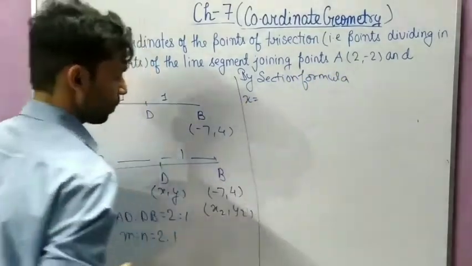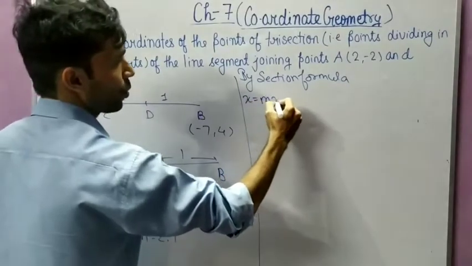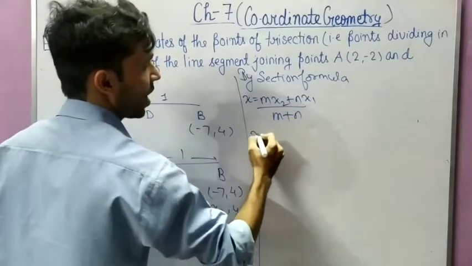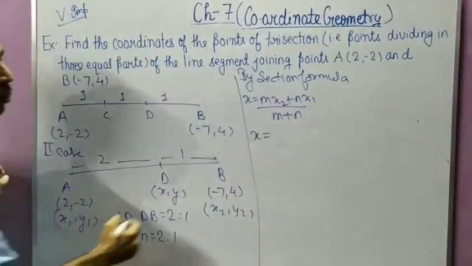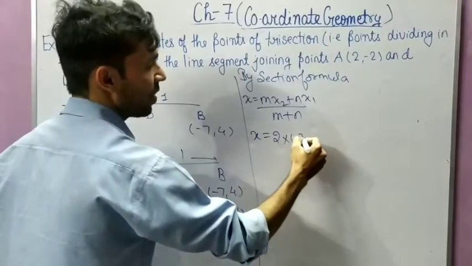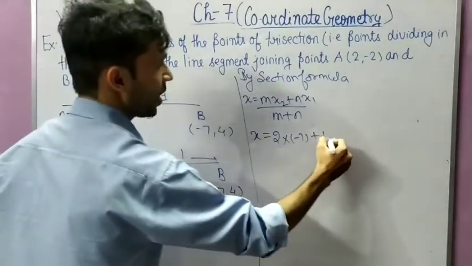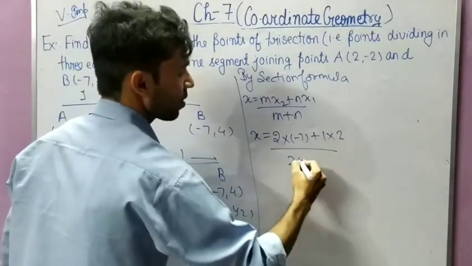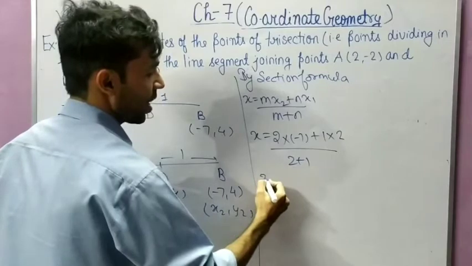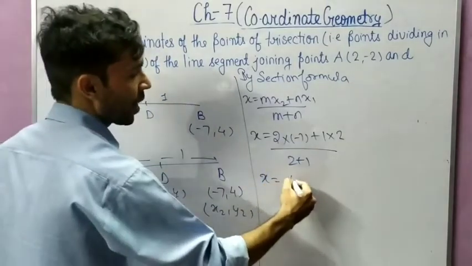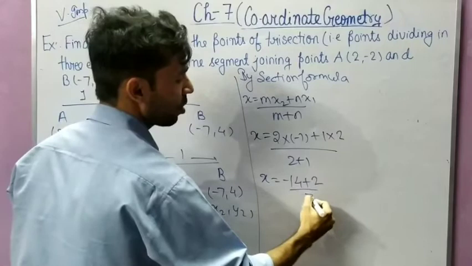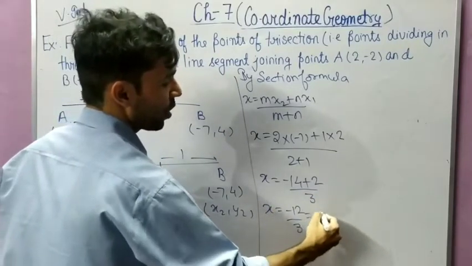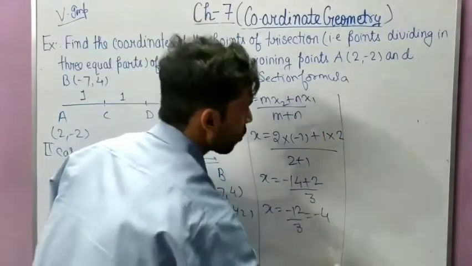x equal to what? mx2 plus nx1 upon m plus n. Now x equal to, what is the value of m? 2. So 2 into -7 plus 1 into the value of x1 is 2 upon 2 plus 1. Now x equal to 2 into -7 will be -14 plus 2 upon 3. So x will be equal to -12 upon 3, that is equal to -4. So x value we have calculated.